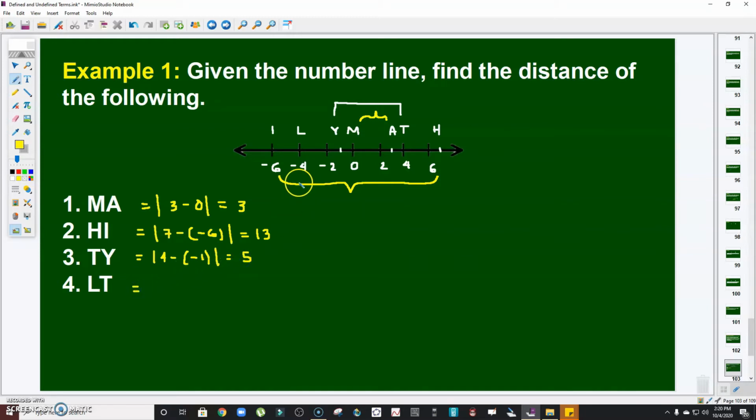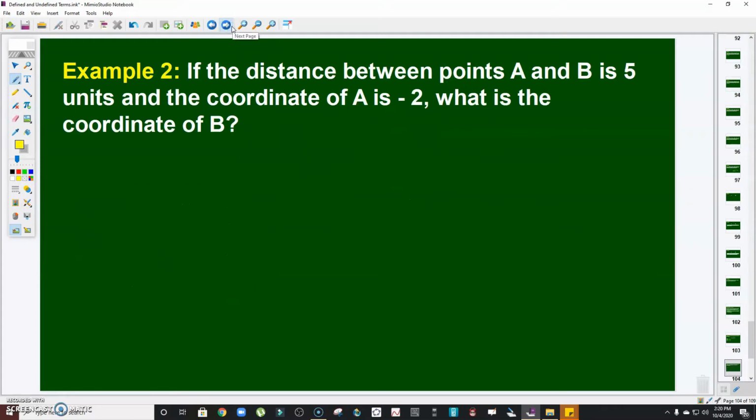And lastly, for LT, okay, nasan yung LT natin? This is our LT. Alright, okay, so that is absolute value, the coordinate of T is 4, minus the coordinate of L, which is negative 4. So clearly, the length of LT is 8 units. Clear? Alright, next, example number 2.